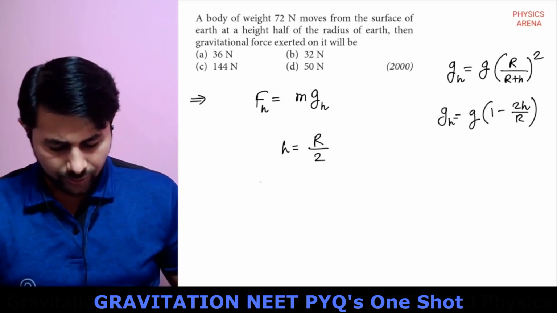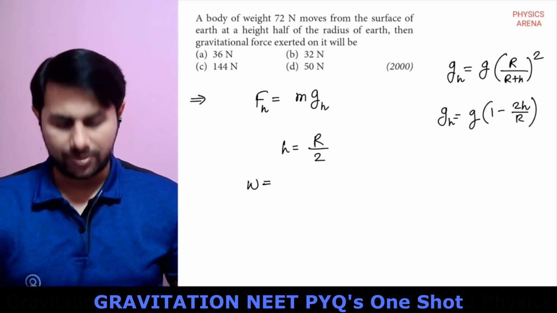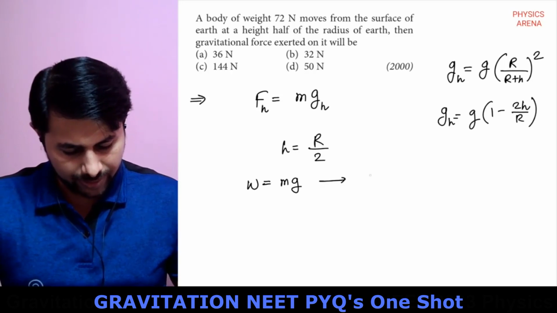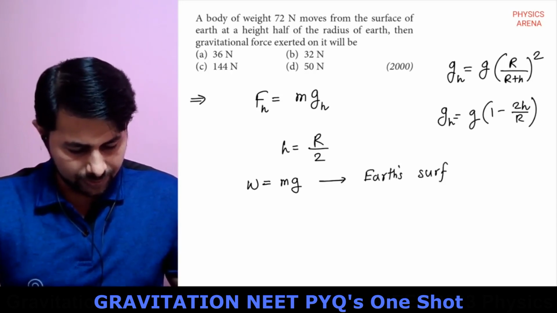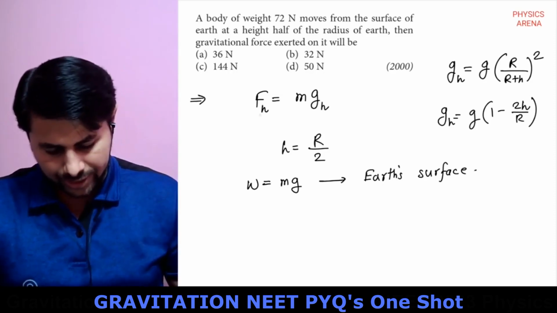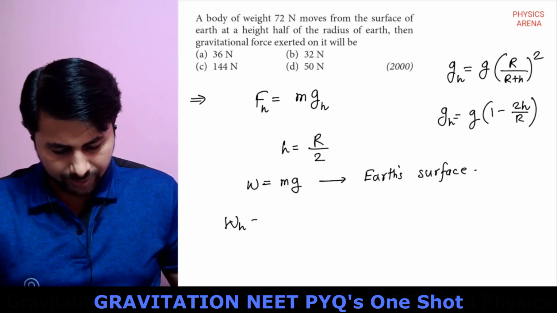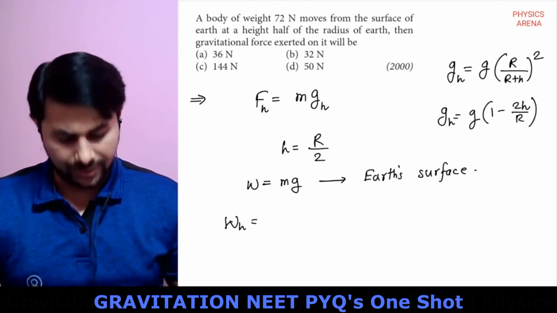Okay. So what is weight of an object? It is the gravitational force due to earth on an object. So W is equal to mg. This is on earth's surface, and for height h, the weight will be equal to what? Weight at height h will be equal to mass multiplied by acceleration due to gravity at that height.